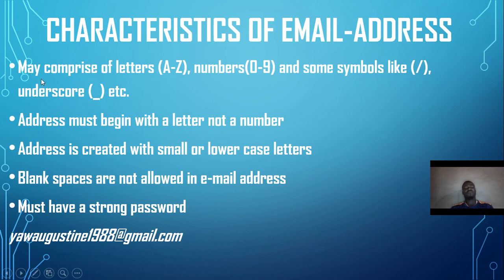Email addresses may comprise letters, that is from A to Z. You can also add numbers, that is from 0 to 9, and also other symbols like the forward slash, the underscore, and so on. So when you are creating email accounts, as you can see, Augustine1988 underscore at gmail.com, you can have letters over there, that is A to Z. You can have 0 to 9, that's numbers here, and all those symbols like the underscore and the forward slash.